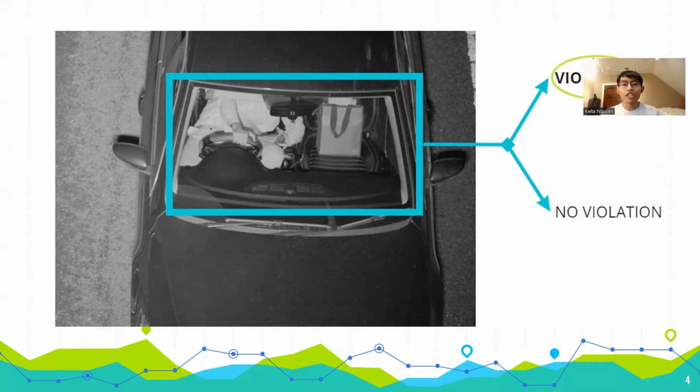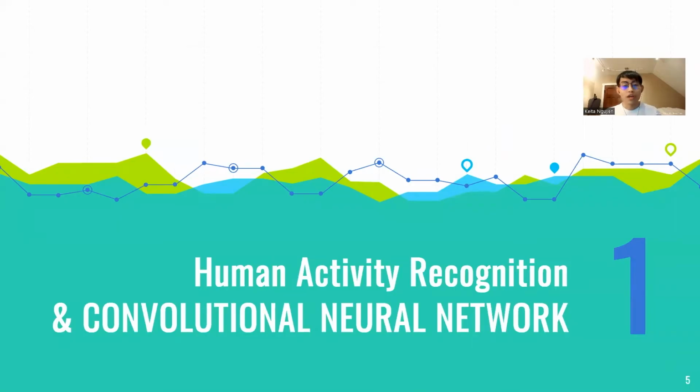We are so keen to explore and gain a better understanding of human activity recognition and the process of machine learning and the different machine learning systems behind the work. That's why we have this project: human activity recognition and the convolutional neural network.